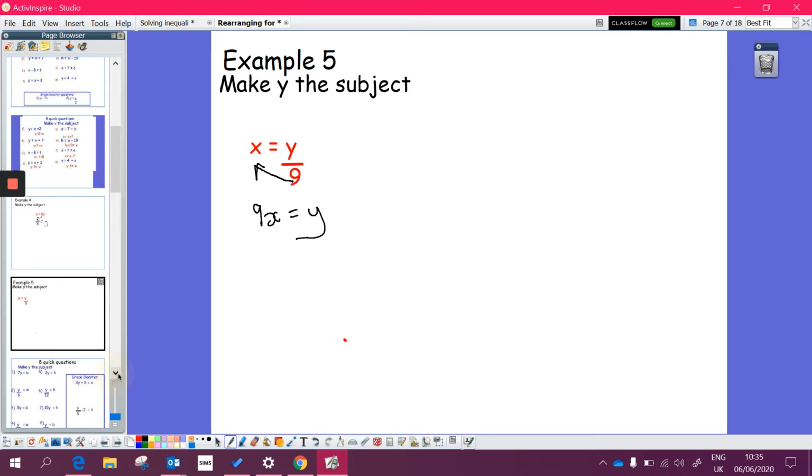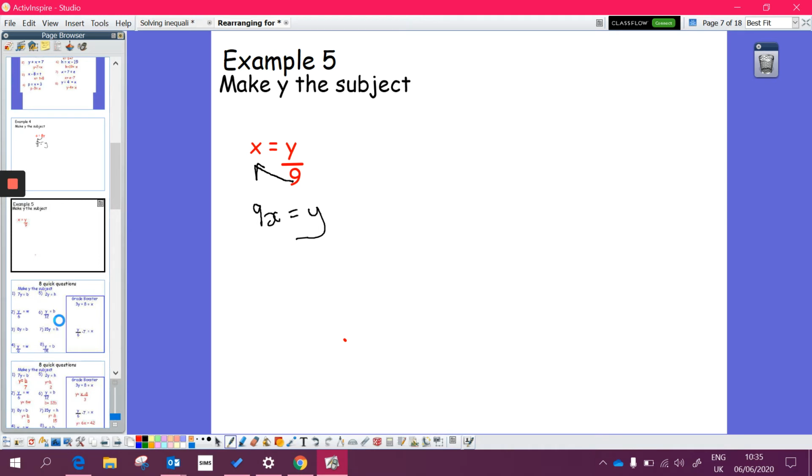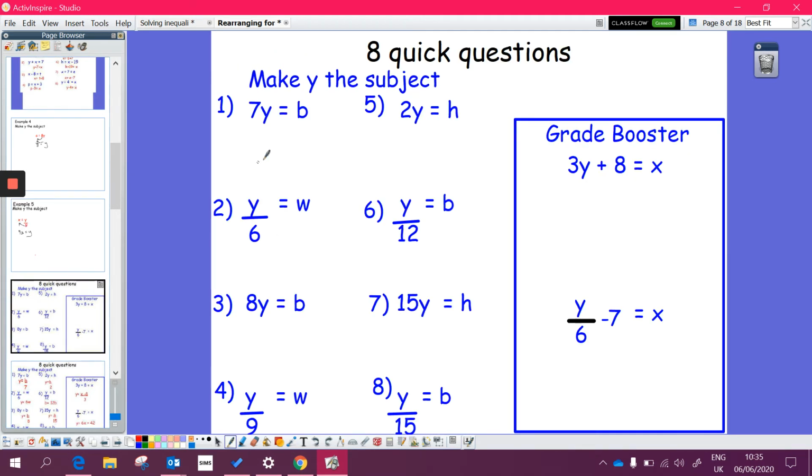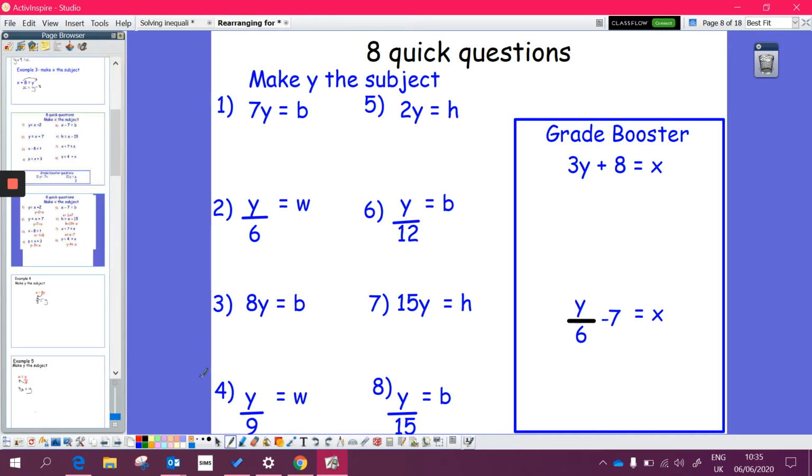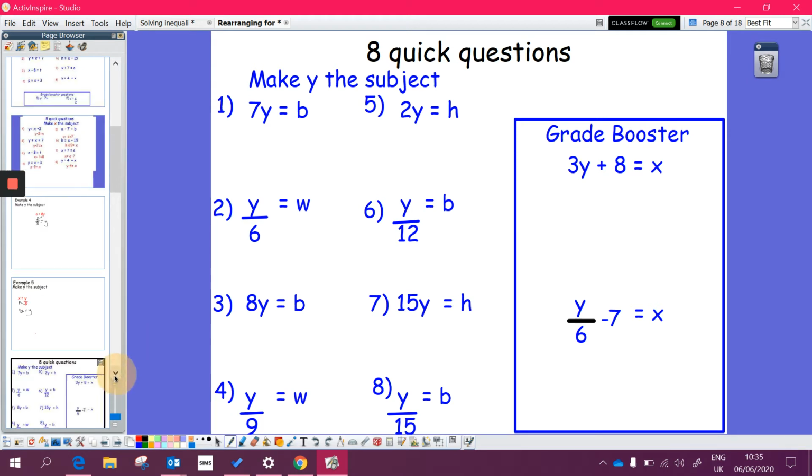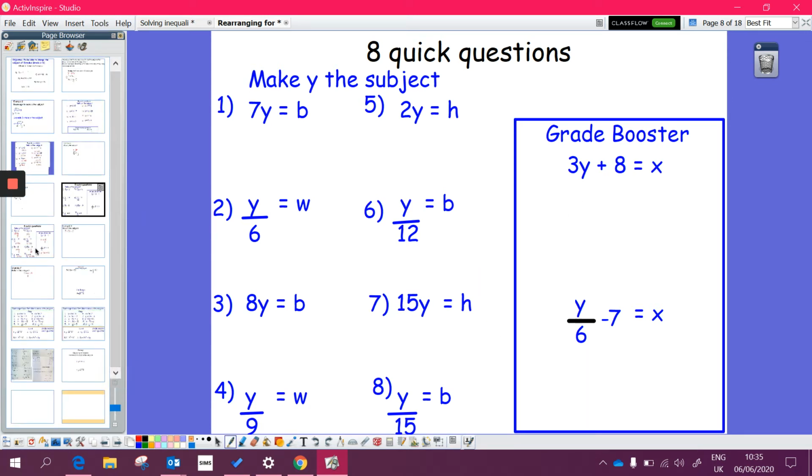Hopefully those should be easy enough. Again, got 8 quick questions to have a go at. So just pause the video here and see how you do at answering them. And then hopefully you've had a go at those. Again, as you can see, the grey boosted bit there is what we're going on to next. So I don't have the answer for those.